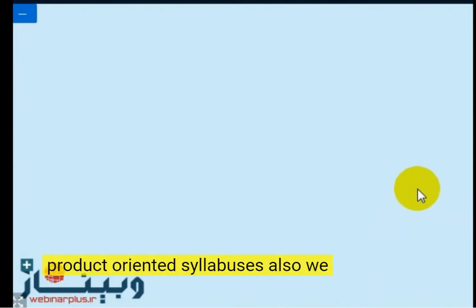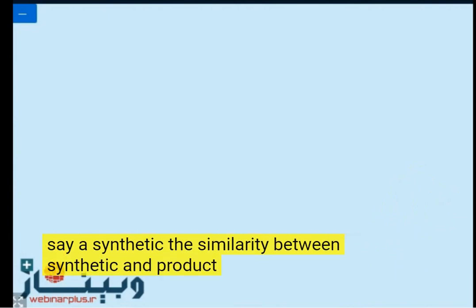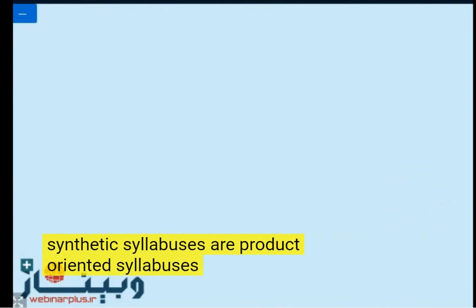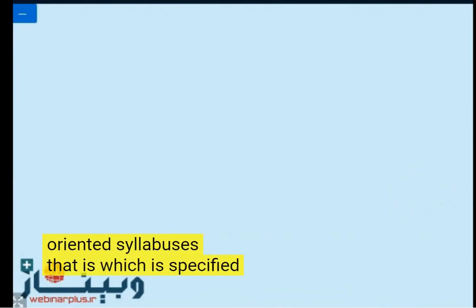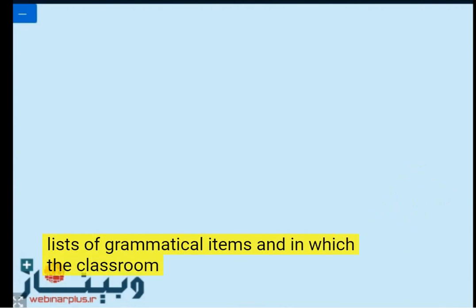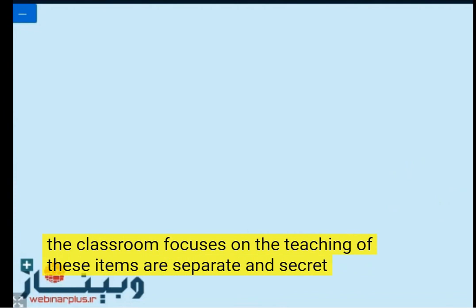Product-oriented syllabuses, we can say, are synthetic. The similarity between synthetic and product-oriented is that synthetic syllabuses are product-oriented syllabuses, which are specified as discrete lists of grammatical items, and in which the classroom focus is on the teaching of these items as separate and discrete. Excellent. That's right, Mona. That's absolutely right.